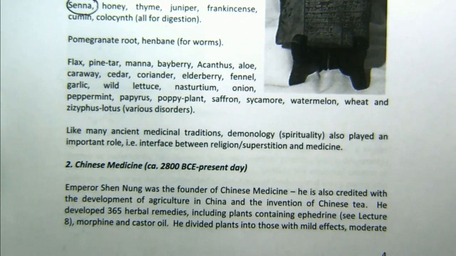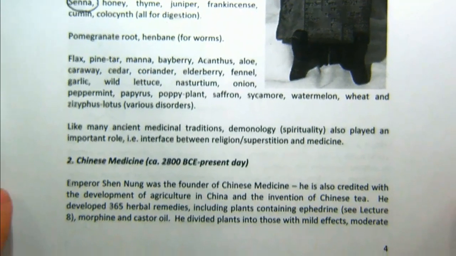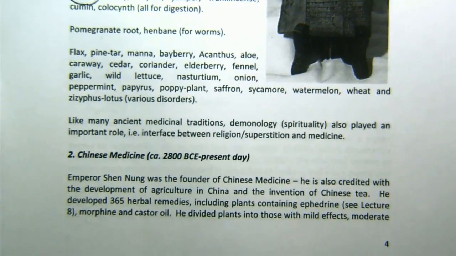Okay? But Emperor Shen Nung was known as the founder of Chinese medicine, also sort of 1500 BC, and he was credited with developing agriculture in China, inventing Chinese tea, 365 herbal remedies, including plants containing ephedrine, still used as a drug. We'll see it in lecture 8 of this course. Morphine, still used as a drug. We'll see it later on today. And castor oil, still used as a drug.